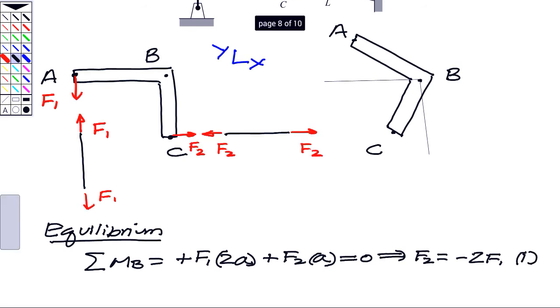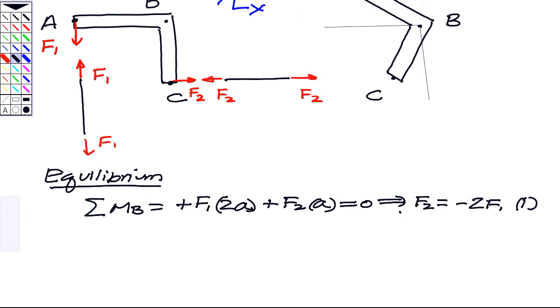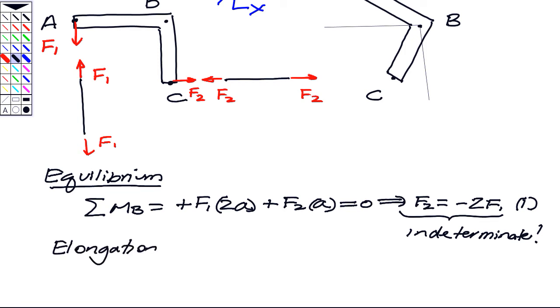Unfortunately, that's all we have from equilibrium. So with one equation and two unknowns, not too surprisingly, we know that this problem is indeterminate, which means that we need to write down our elongation and compatibility equations before we try to solve for those loads. We need to pick up our additional equation or equations to get there.